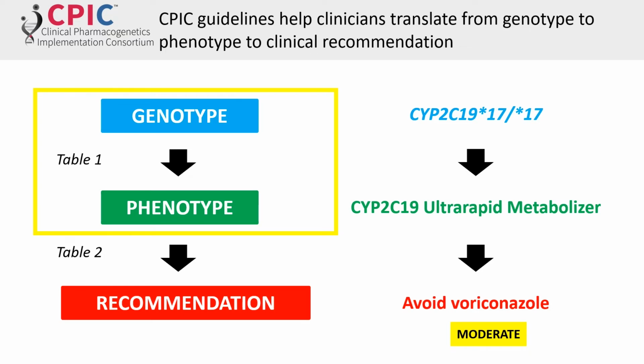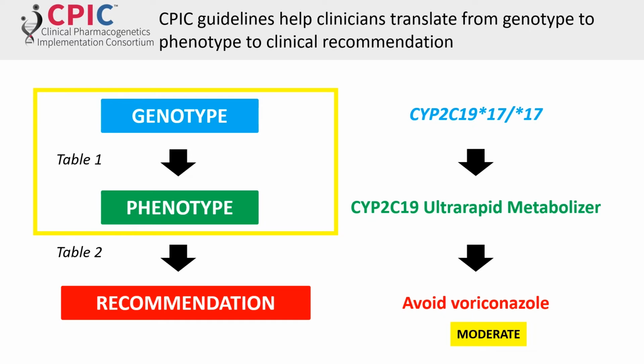So for our example before, we had that CYP2C19 star 17 star 17. This individual would have been an ultra-rapid metabolizer, and look, we recommended to avoid voriconazole. So this patient never should have received this drug. There are clear alternatives to voriconazole that should have been used in that patient. But it is with the moderate recommendation because it is based a lot on PK evidence.